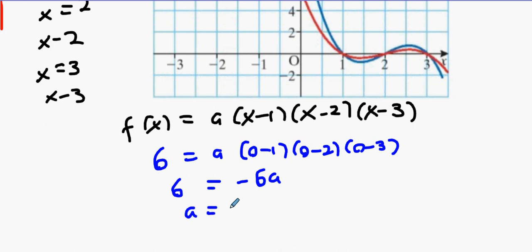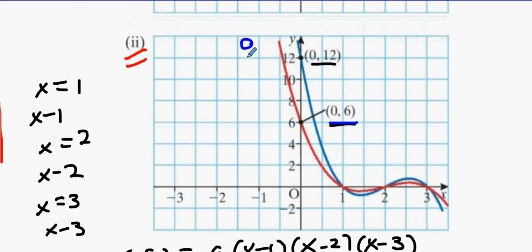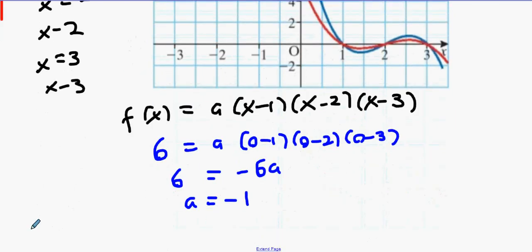And the a value is actually minus 1. How did I know that was the case? Because Super Mario started above the x-axis, not below the x-axis. So I knew that was the case.